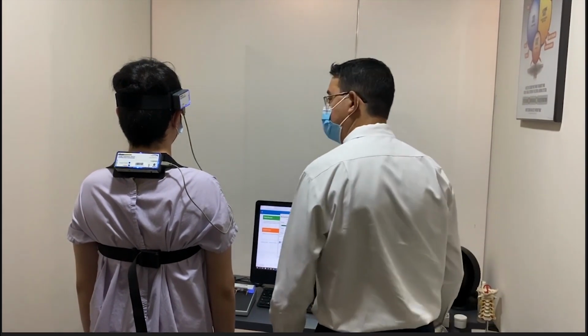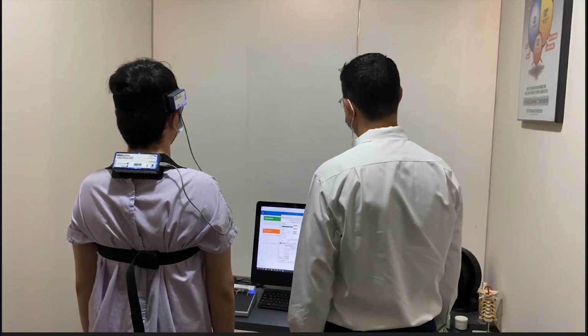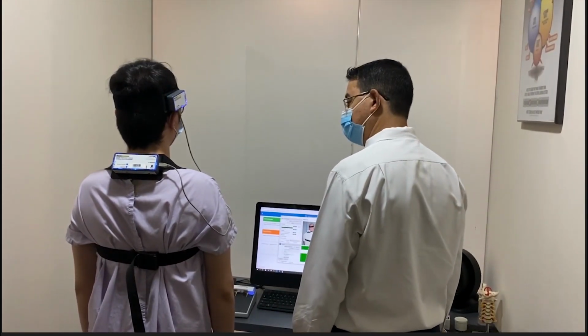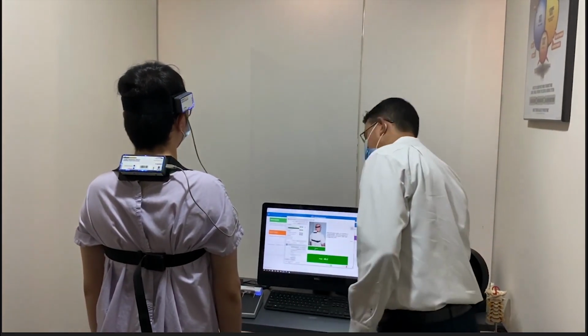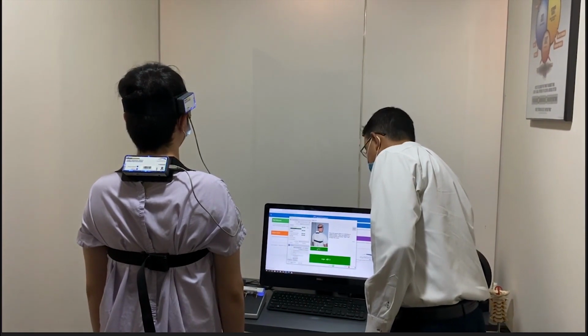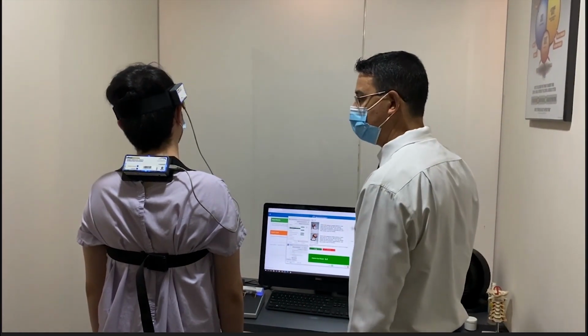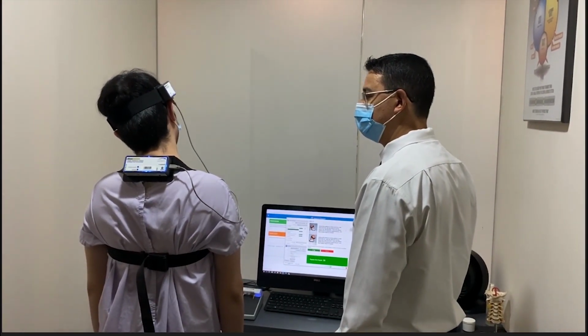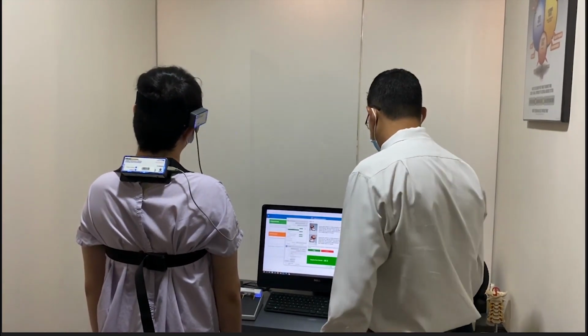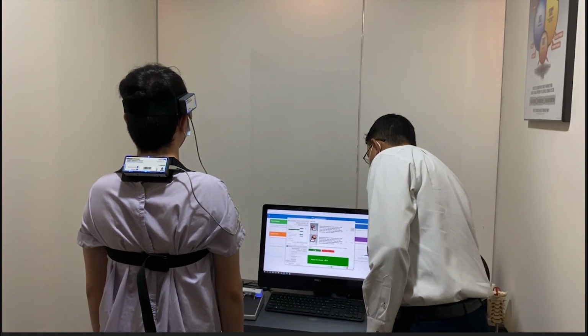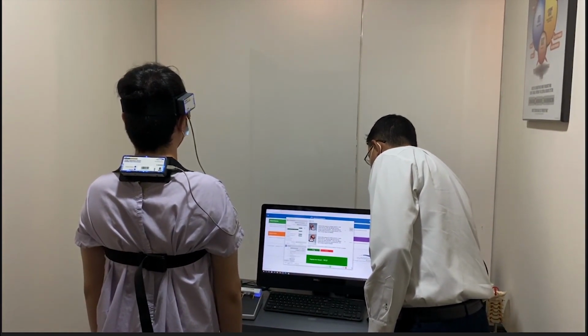Next exercise is where you're going to take your left ear and move it towards your left shoulder without lifting your shoulder up. Come back to the center and then move to the right hand side. Ready? Okay, go for it. That's perfect. Remember, if there's any pain, don't go further than that.